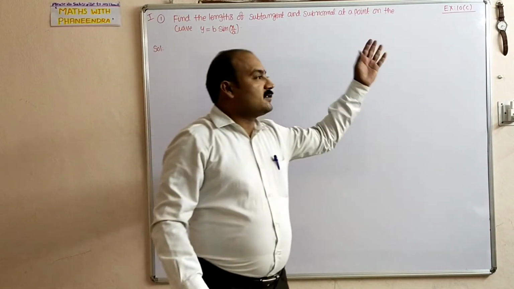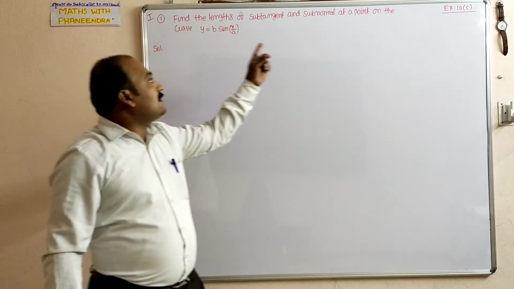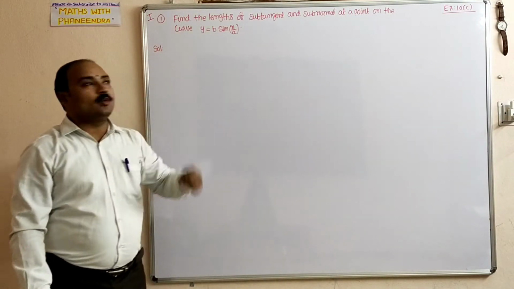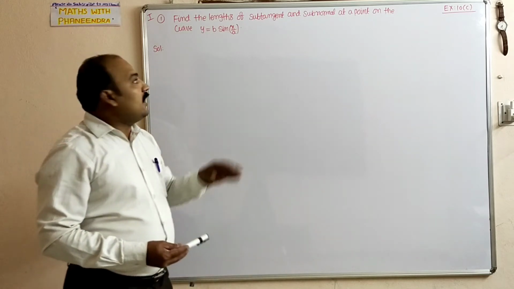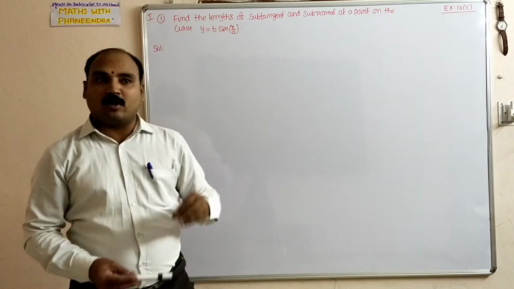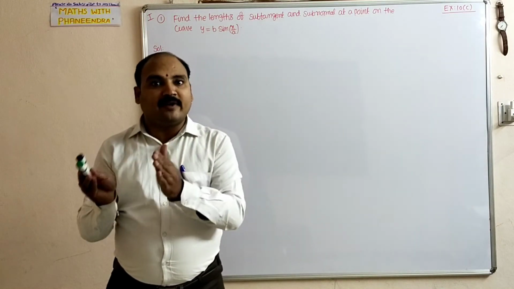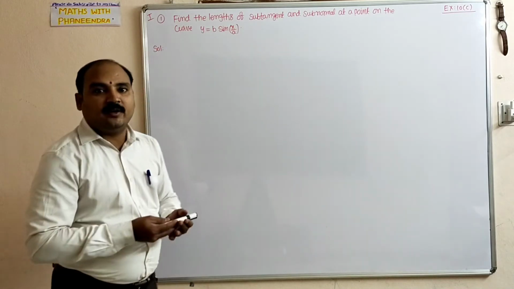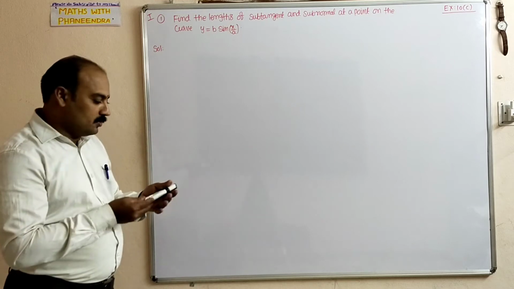This is exercise 10C. The first question. Find the lengths of subtangent and subnormal at the point on the curve y equal to b sine of x by a. So, length of subtangent, length of subnormal. Length of subtangent formula: mod y by y1. Length of subnormal: mod y into y1. If you remember these formulas, the problem is very easy.